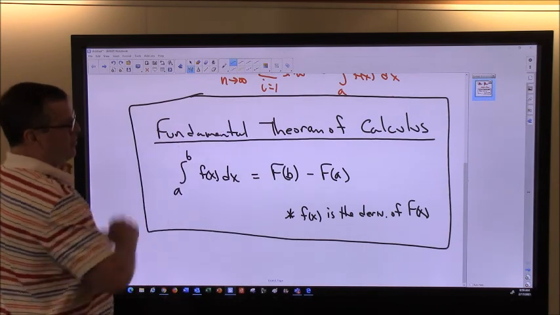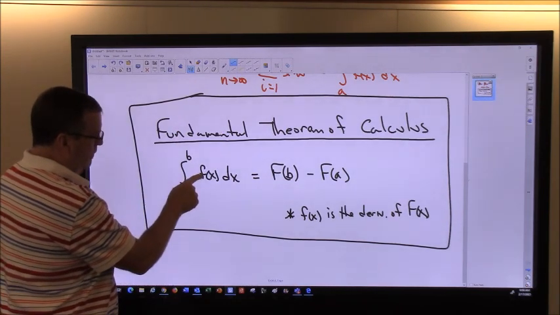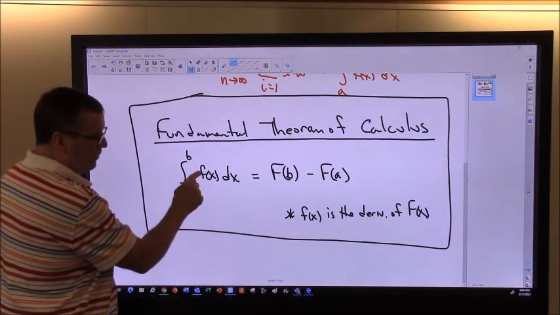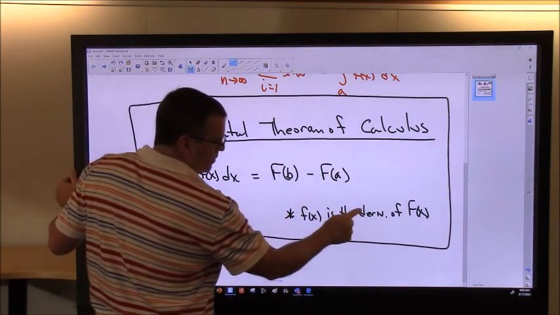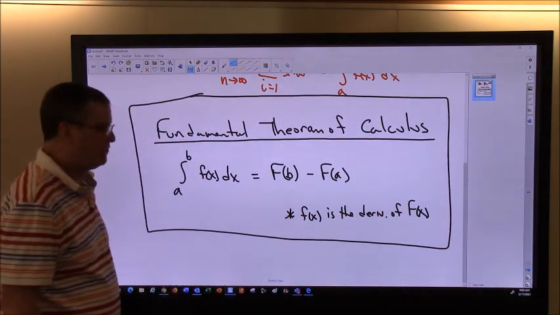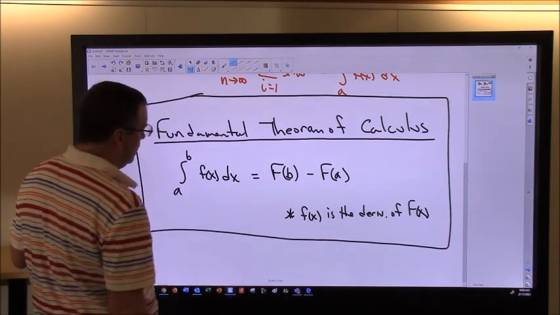So the fundamental theorem of calculus tells us this. When you do the integral of f of x dx, so the integral from a to b, this is little f. So little f is the derivative of big F of x, okay? So that's why you see the lowercase and then the uppercase letter here.